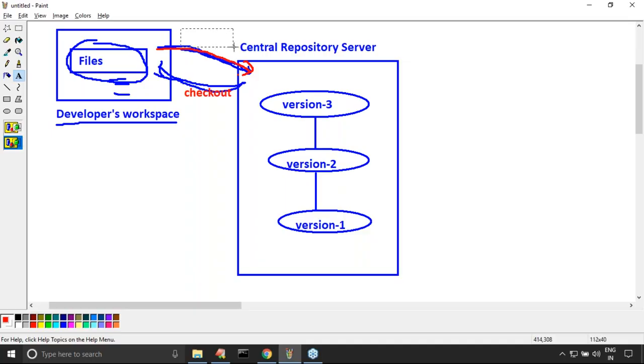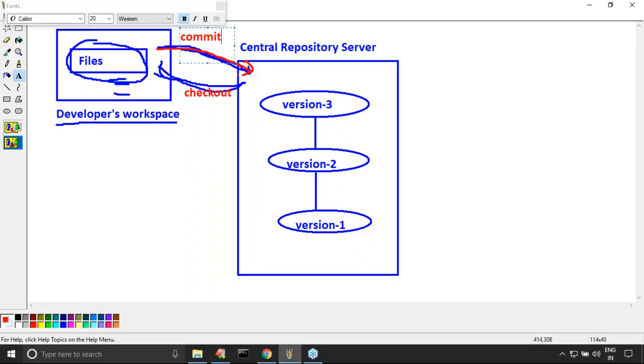What is this operation, sir? Please guide. I forgot: commit. This process is by default considered commit. Any doubt about this one? Please confirm up to this.